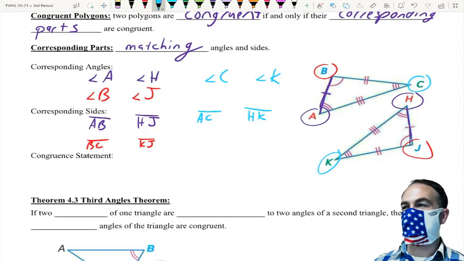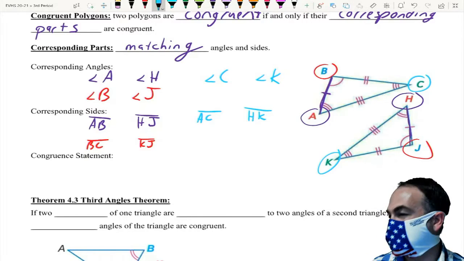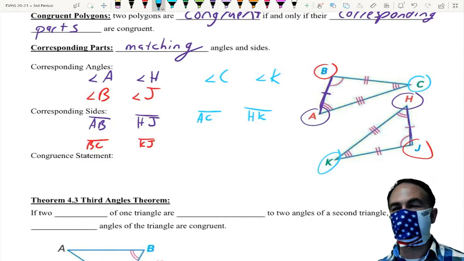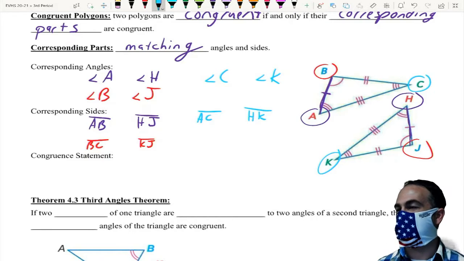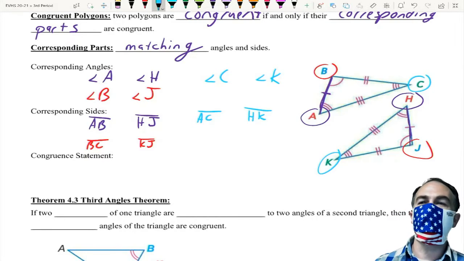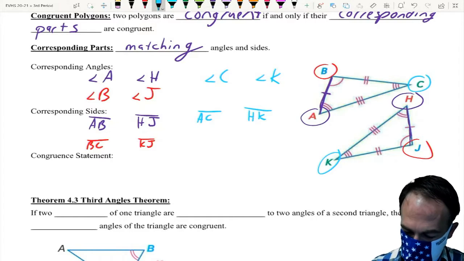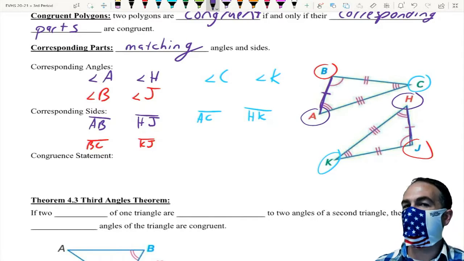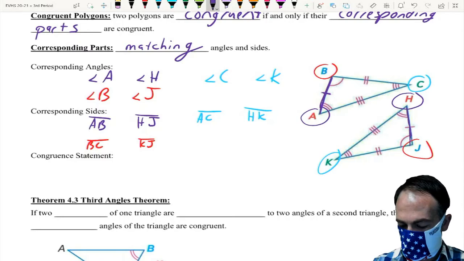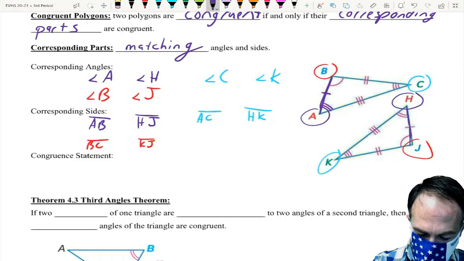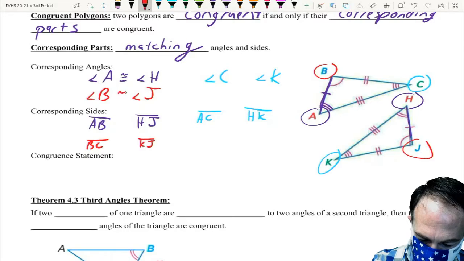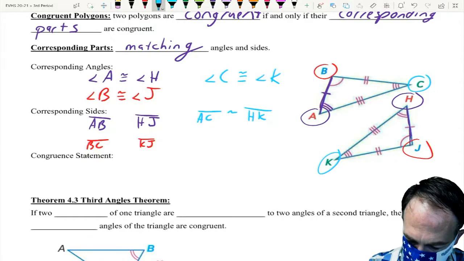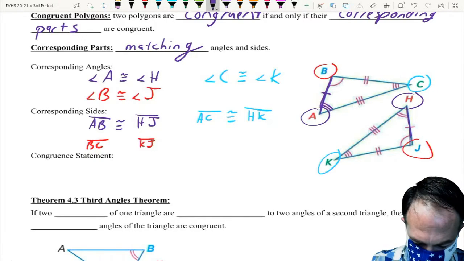Now, notice I haven't said anything about whether or not these things are congruent. All I've said so far is that they match each other, because angles K and C are my smallest angles. Angle B and angle J are my largest angles. They correspond because of that. Now we're going to go through and evaluate: are those matching parts congruent? So I look at it and I can see that angle A and angle H are congruent because they're marked as congruent with the angle arcs. And the same is going to be true of all of these. Same thing with all of the sides.